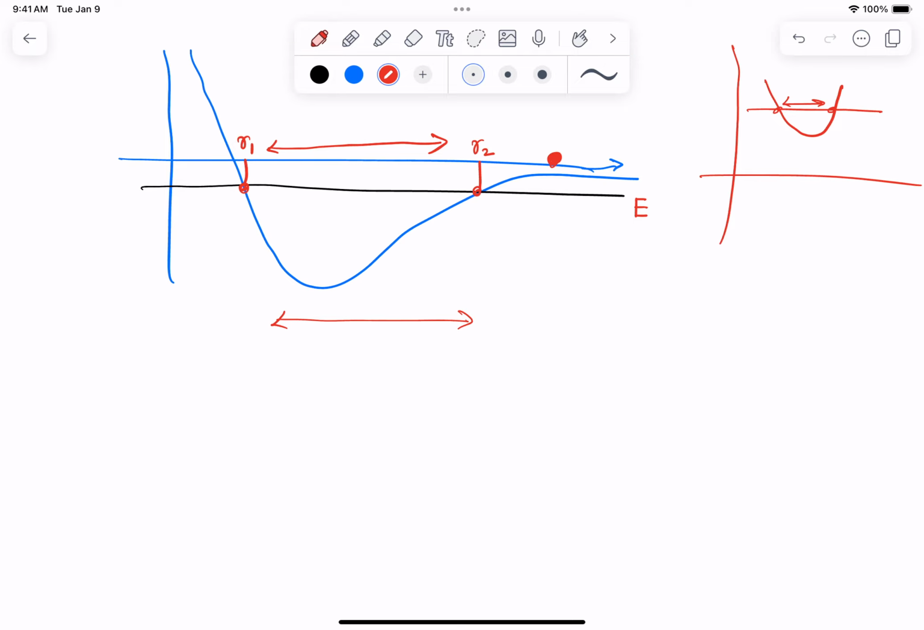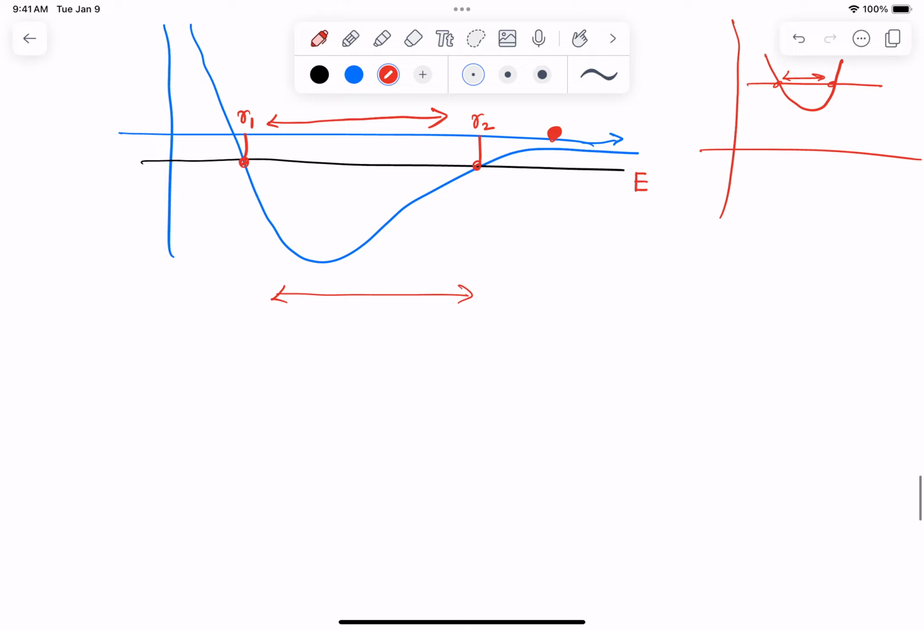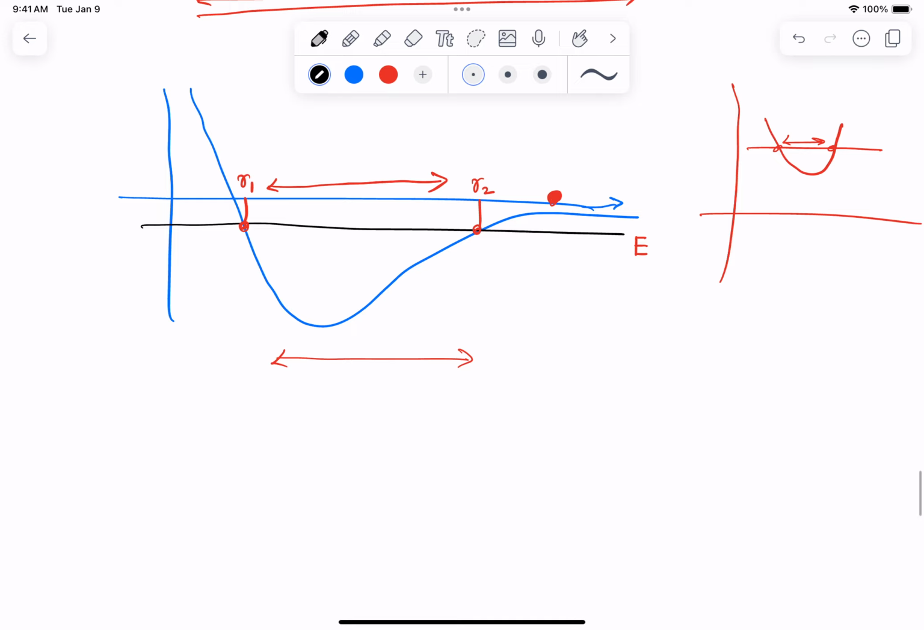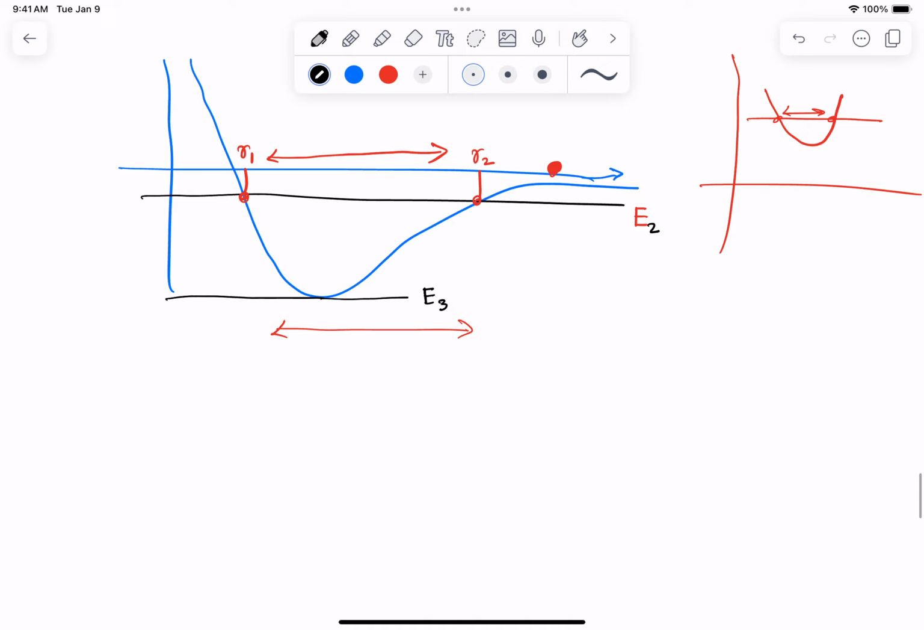Now as you keep lowering the energy further, you will reach a stage, I can just draw it here, where the energy is exactly equal to the minimum value of the potential. Let's call this energy E3. This was E2. And this will be the minimum value of energy which is allowed in some sense. And once you have this amount of energy, there's only one value of r which is allowed. And that value of r is right here.